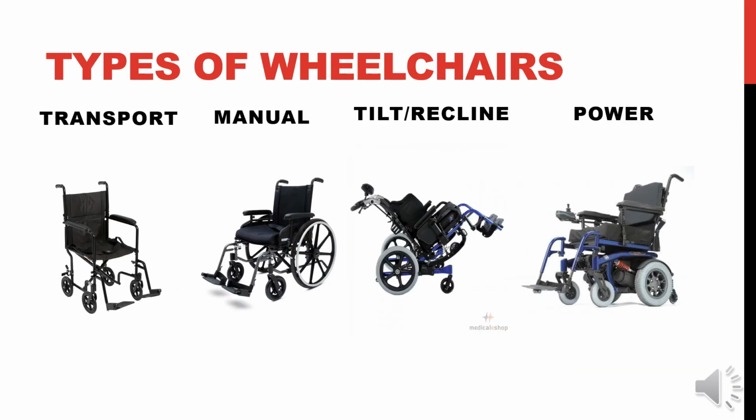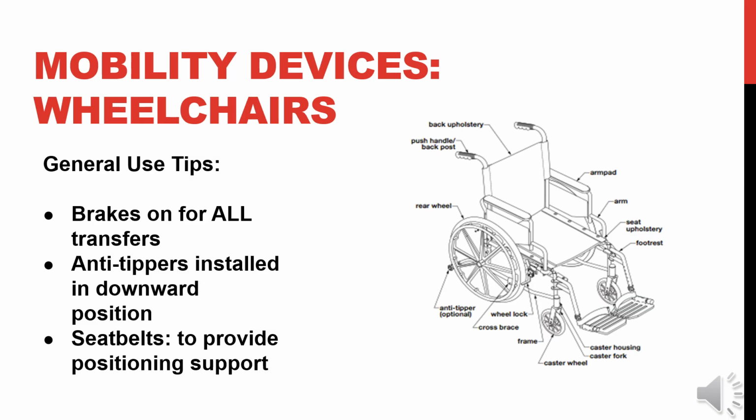As with walkers and canes, there are various types of wheelchairs. The majority of wheelchairs must be prescribed and custom fit to the user. Transport wheelchairs do not need to be prescribed, however, are meant to be used only to transport the individual for short distances. Tips for safe wheelchair use include ensuring that the brakes are applied for all transfers, that the anti-tippers are installed and in a downwards position, and that seat belts are on and to be used for positioning, support, and safety.